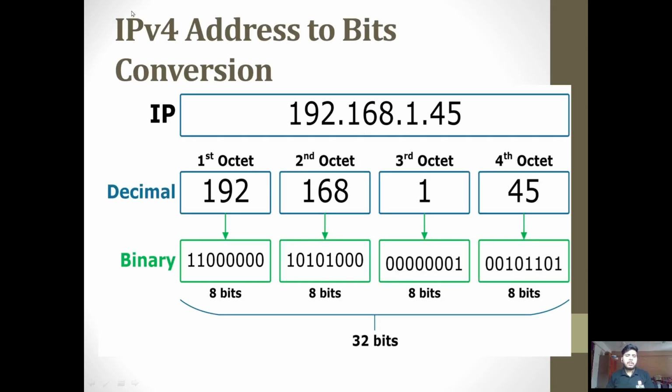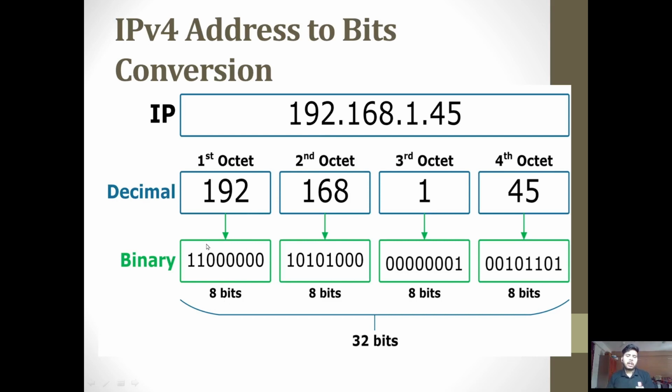Then there is IPv4 address to bits conversion. Basically, our devices, our PCs or end devices, understand only binary language, and we provide them data in decimal or hexadecimal language. So if there is an IP address 192.168.1.45, then the decimal value for this will be: each octet, as IPv4 has 4 octets and each has 8 bits, will be represented in binary with 8 bits.